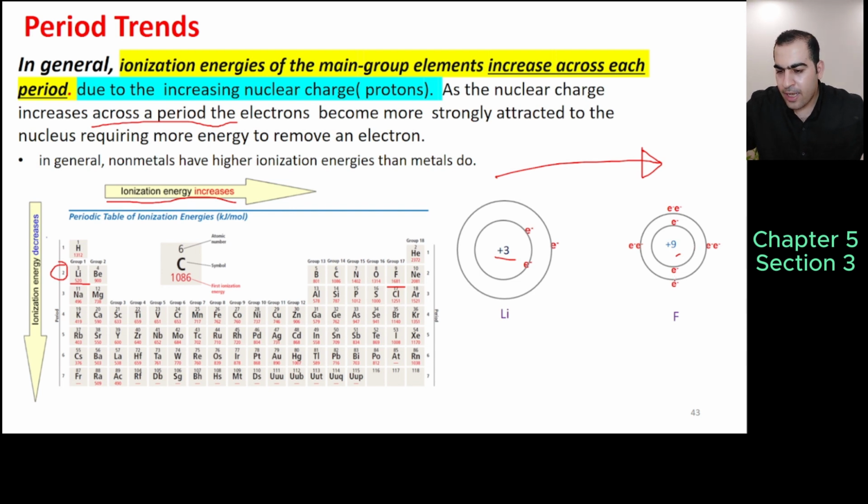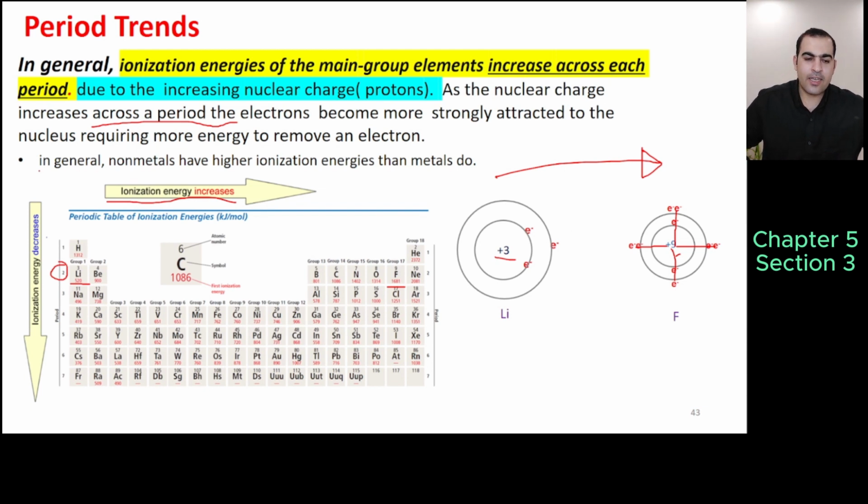And the outer electrons are strongly held by the nucleus. So if you want to remove one electron, you need high energy because it's strongly attracted by the nucleus. Each one of these electrons is strongly attracted. So if you want to take it, you need to add more energy. That's why across the period ionization energy increases. The energy you need to remove one electron increases because of increasing nuclear charge. As nuclear charge increases, attraction increases. Electrons are strongly attracted by the nucleus. We need higher energy to remove one electron.